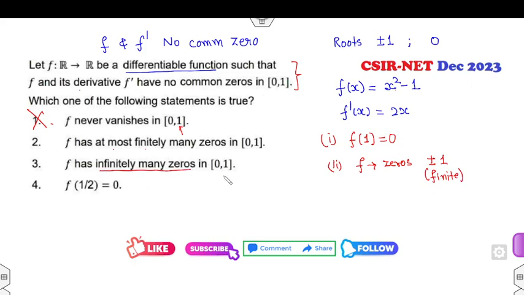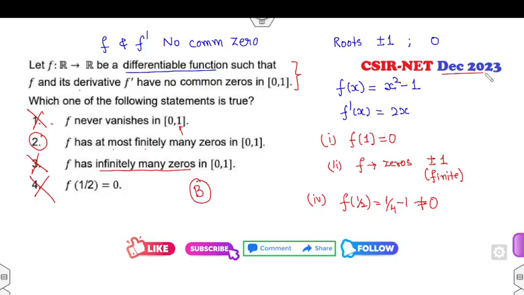Option: f has infinitely many zeros, but we get finitely many zeros. Option: f of half is 0. What is f of half? It is 1 over 4 minus 1, which is non-zero. So this option is also cancelled. The only one left is B, which is my right answer.